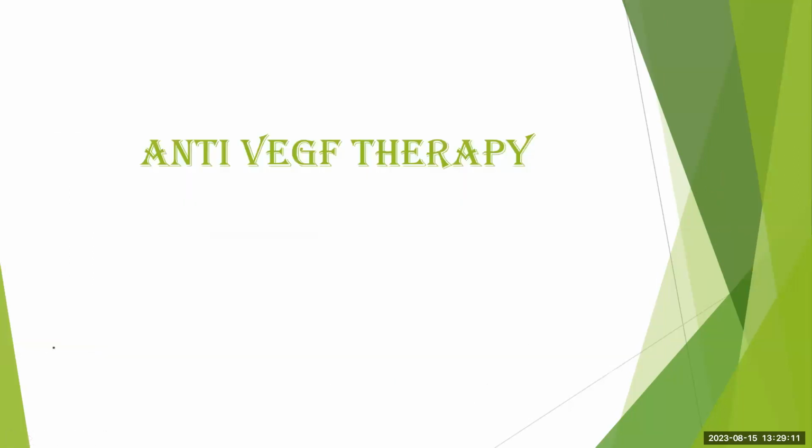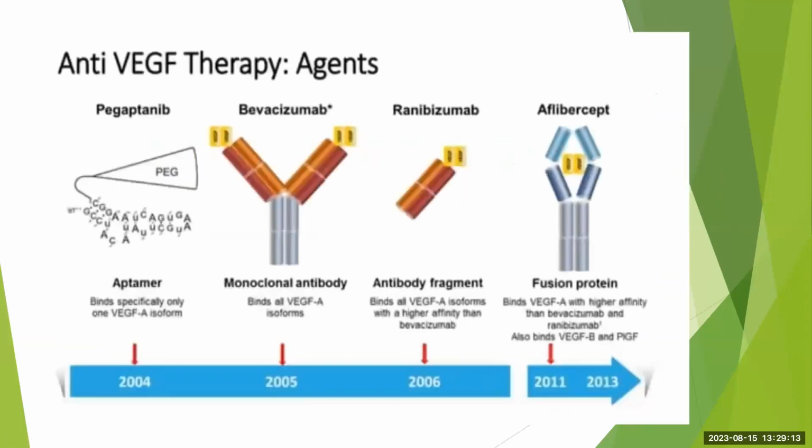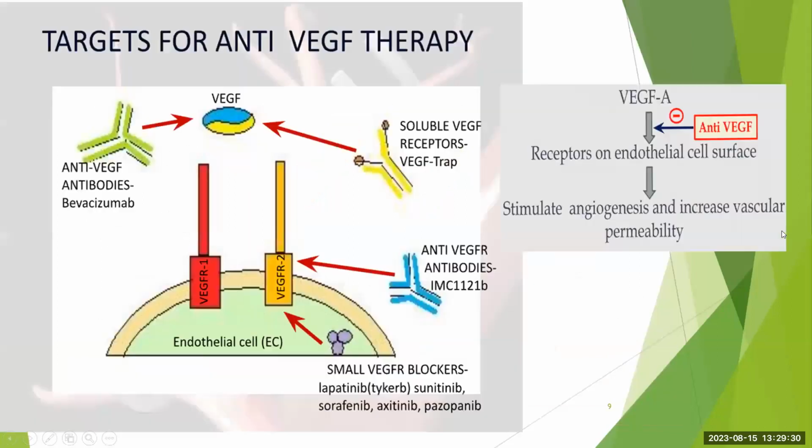Now moving on to anti-VEGF therapy. These are the various agents we use in anti-VEGF. The first drug introduced in 2004 was pegaptanib. In 2005, bevacizumab was introduced, and in 2006, ranibizumab. In 2011, aflibercept was introduced. VEGF-A has receptors on the endothelial cell surface. It stimulates angiogenesis and increases vascular permeability. Anti-VEGF drugs act on VEGF receptors.